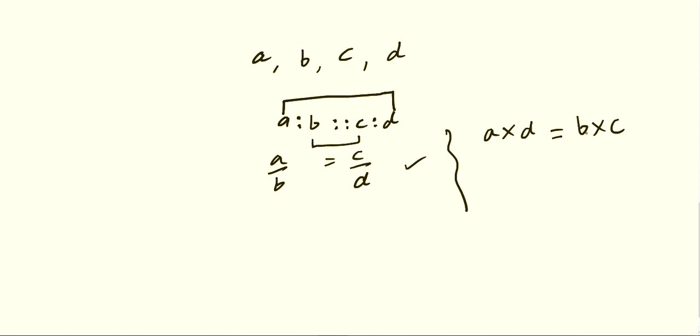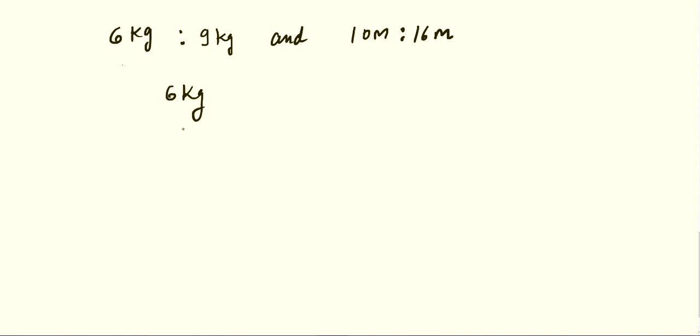I am solving this by an example. Check whether or not the two ratios form a proportion or not. So first quantity we are having 6 kg is to 9 kg, and second quantity we are having 10 meter is to 16 meter. So this 6 kg is to 9 kg can be written as 6 kg upon 9 kg. Kg and kg get cancelled. Then 3 2s are 6, 3 3s are 9. You got 2 by 3, which is 2:3.